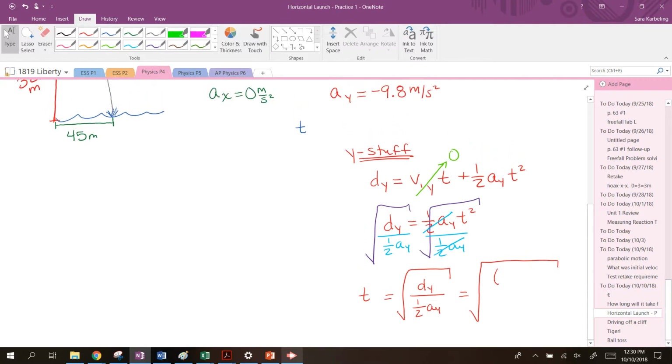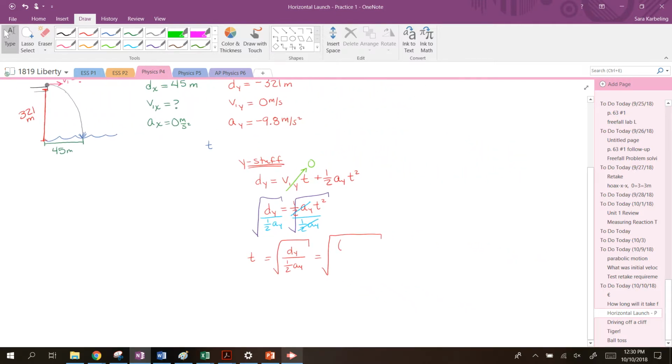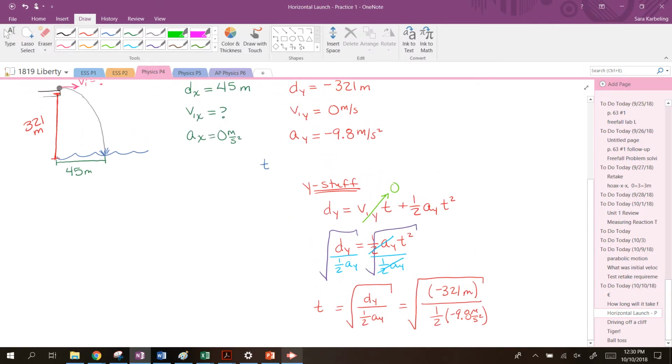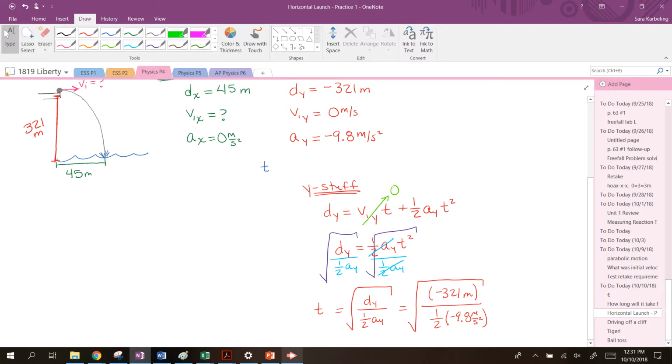That was negative, what was the number? 321 divided by 1/2 times negative 9.8. You can plug that in and you can then tell me how long it takes for that rock to hit the water. If you haven't plugged that in yet, I want you to plug it in. I want you to have a calculator out in front of you, and I want you to do it.